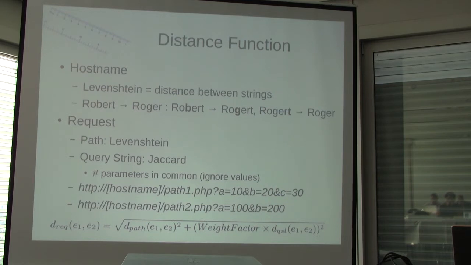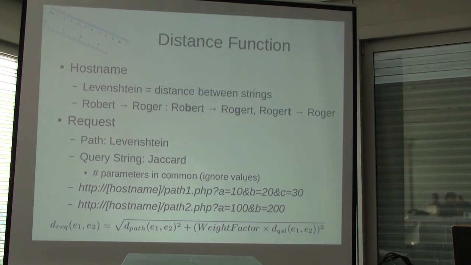Here it's the same. For the host names, since they are strings, we use a standard distance function called Levenshtein. For example, if you want to compute the distance between these two strings, Robert and Roger, the distance here is 2, because you need 2 changes to go from one to the other. The first one, you change the B with a G, and the second one, you delete the T. So the distance here is 2.